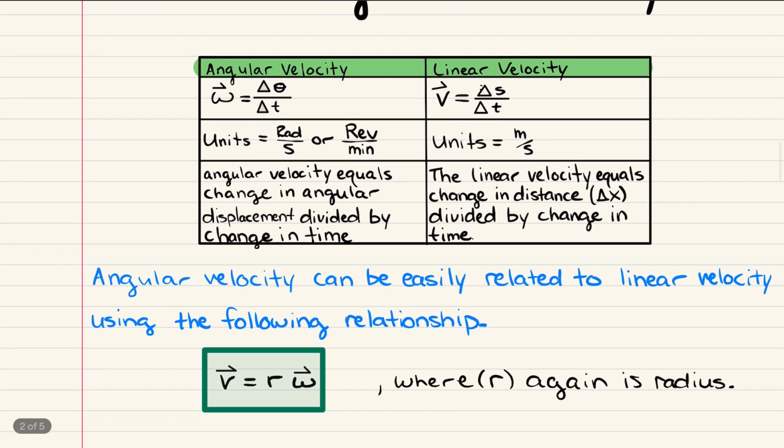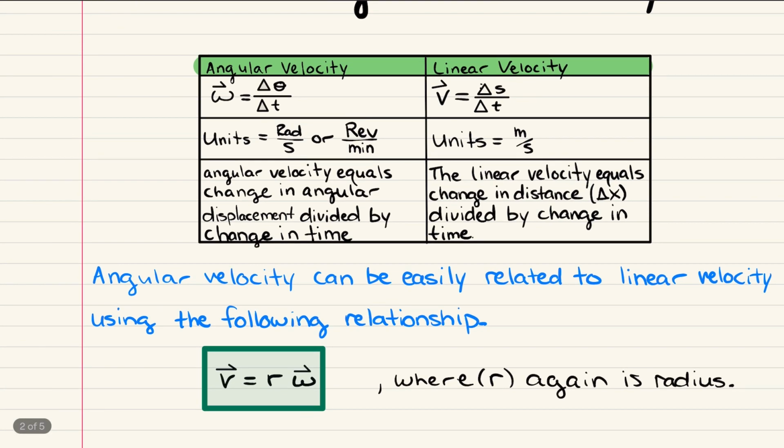So if ever you need to relate angular velocity back to linear velocity, then the relationship is similar to the linear position and angular position. It's going to be v is equal to the radius times angular velocity. So linear velocity is equal to radius of your circle times angular velocity.